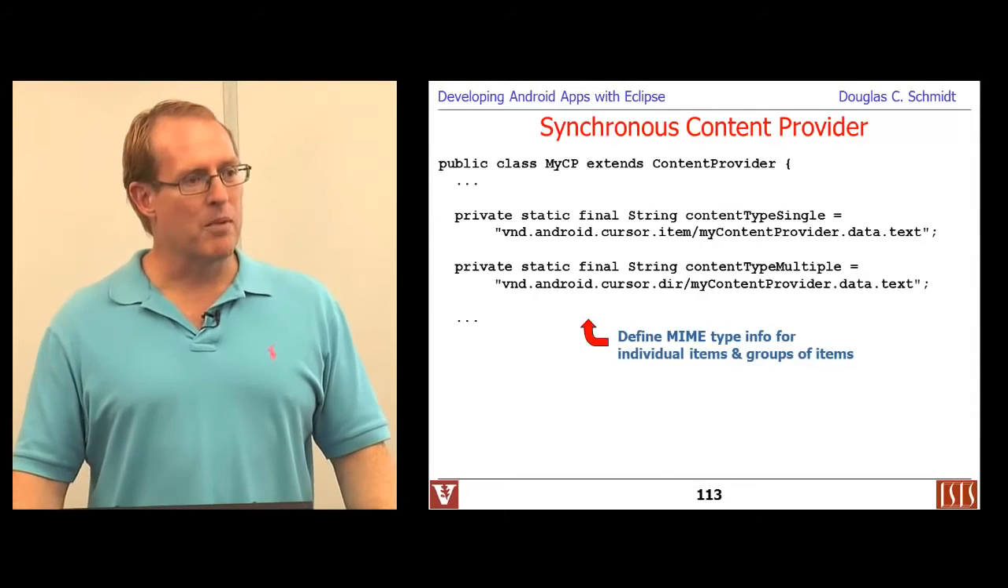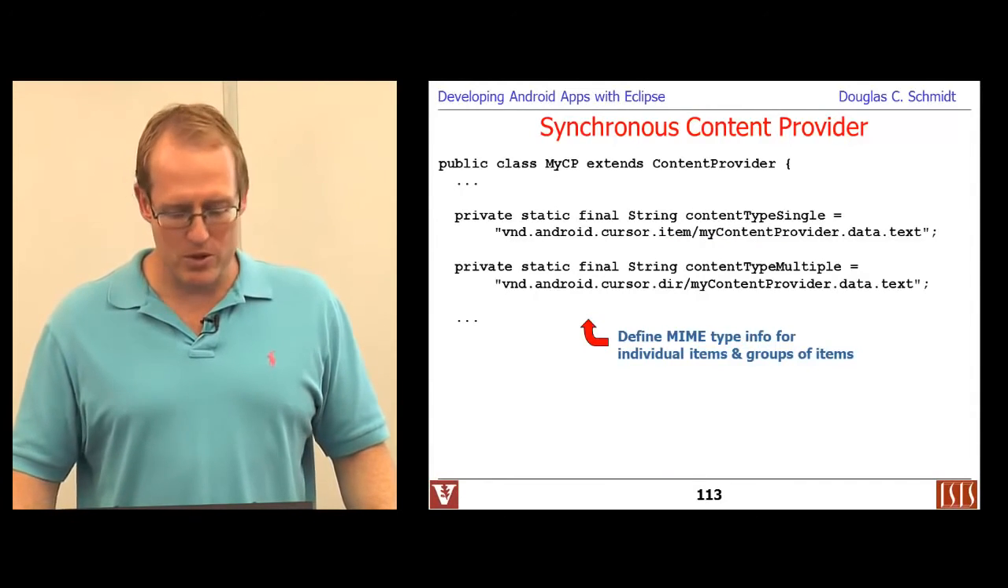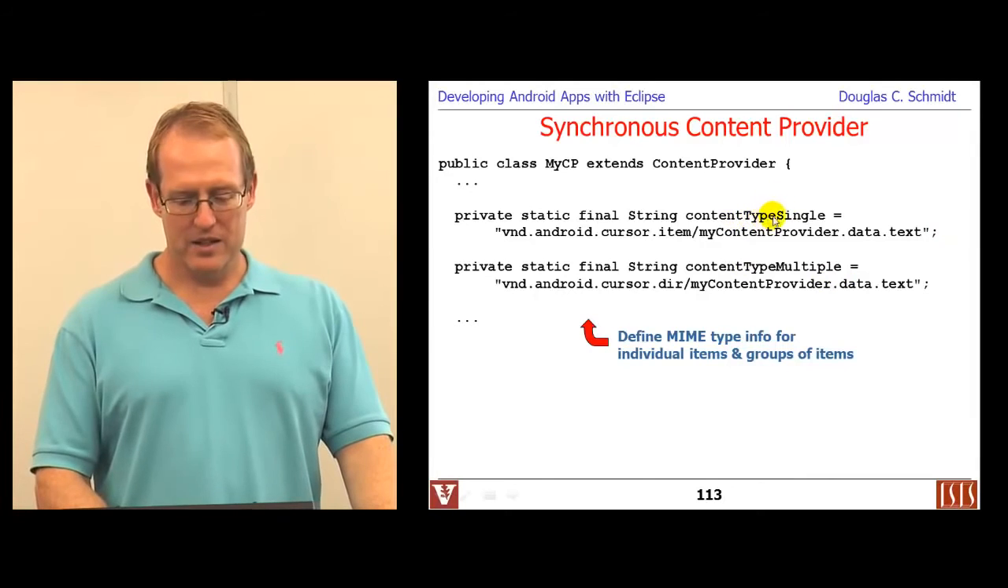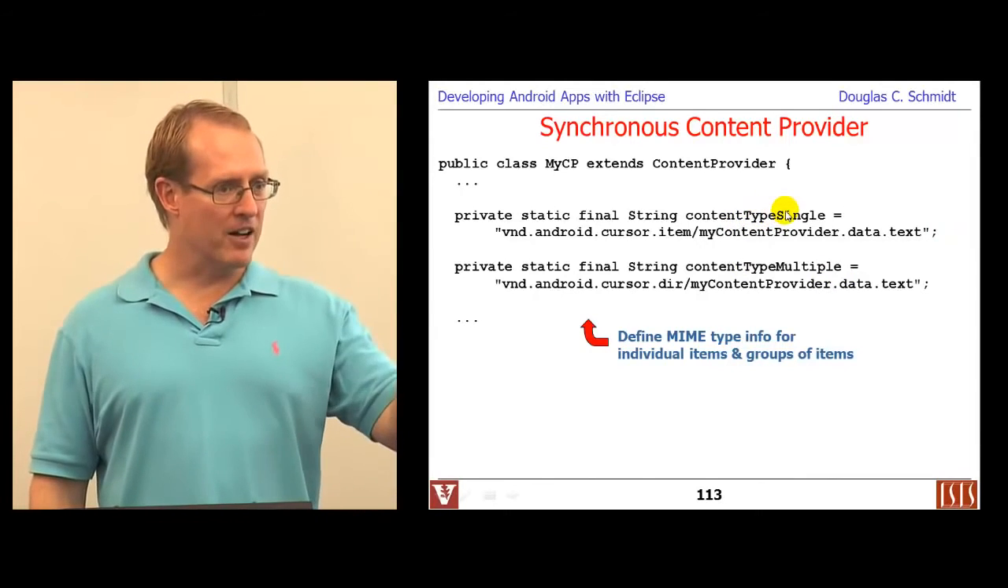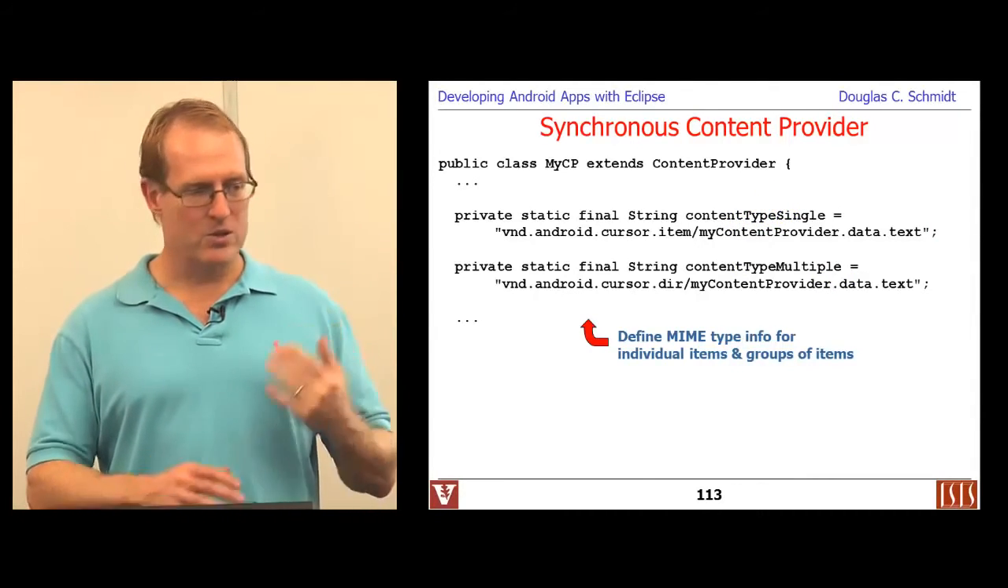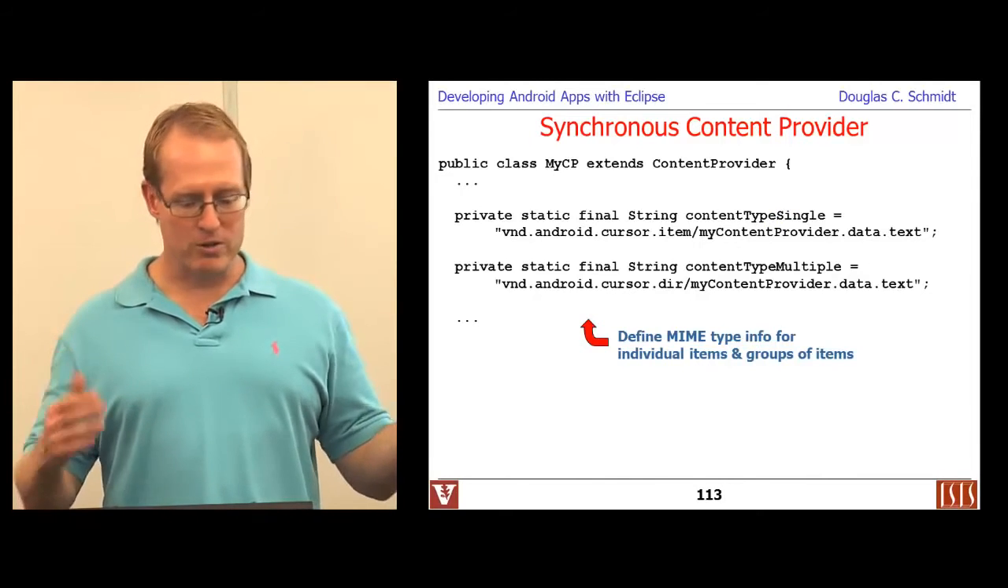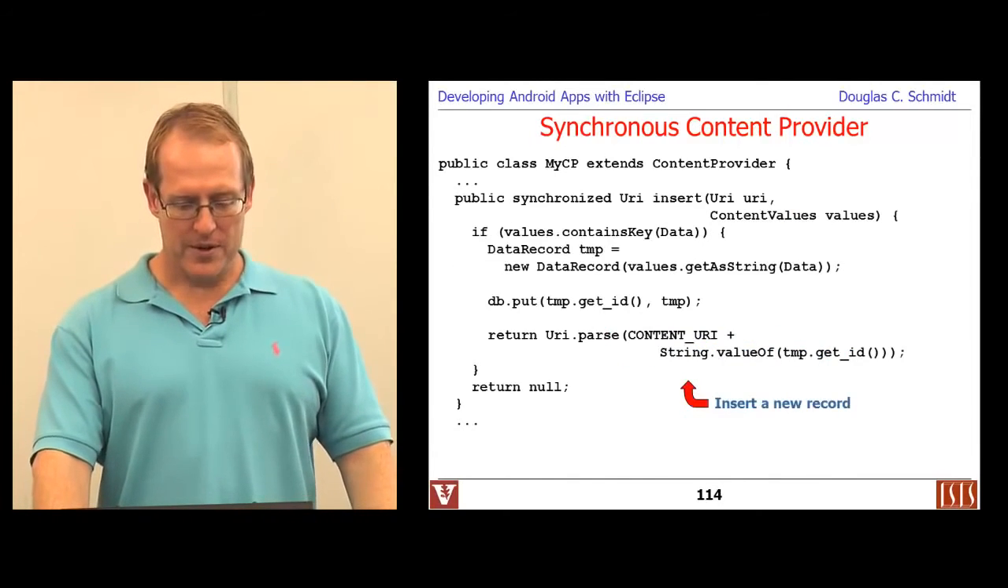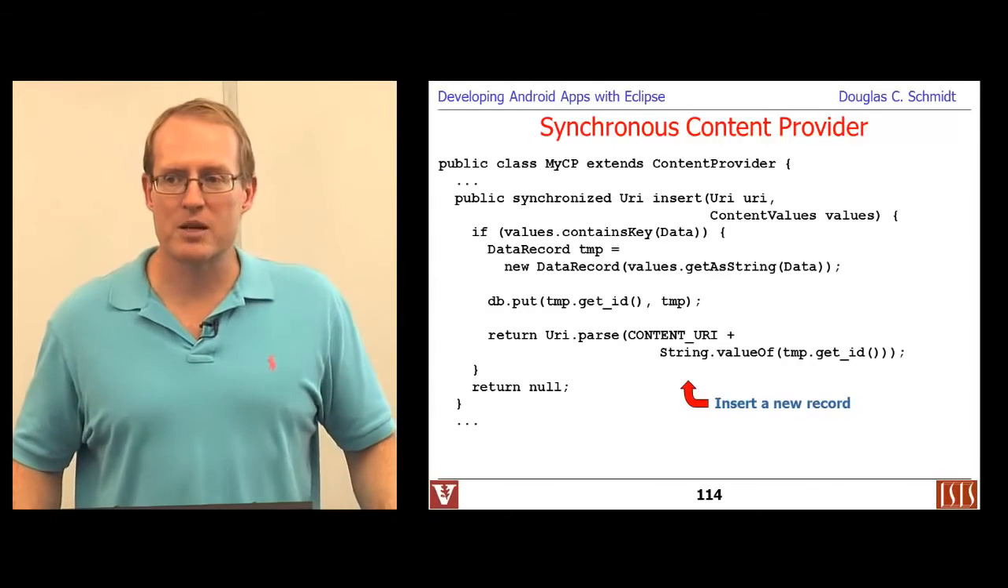We then define a couple of MIME type descriptors. One keeps track of the single MIME entry, like a file or an item. The other is going to be used to keep track of a collection of these things, like a directory of some kind for groups of items. And now we can take a look at how we might actually implement some of these methods.